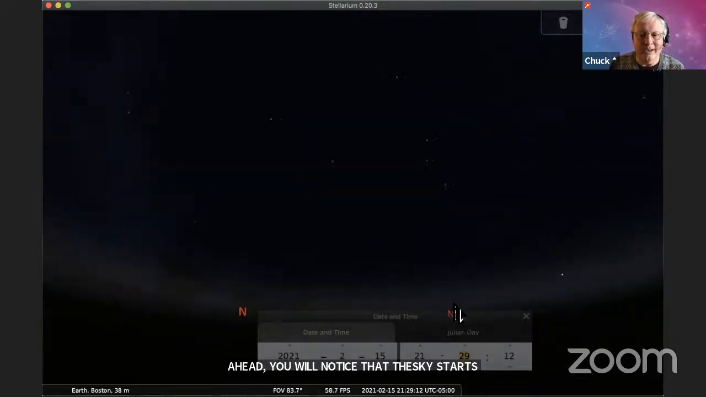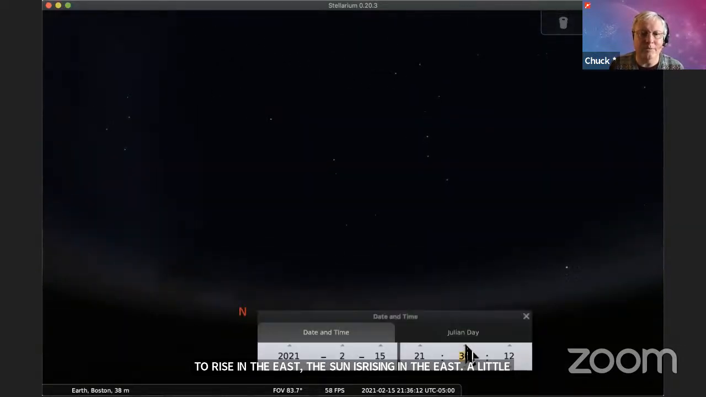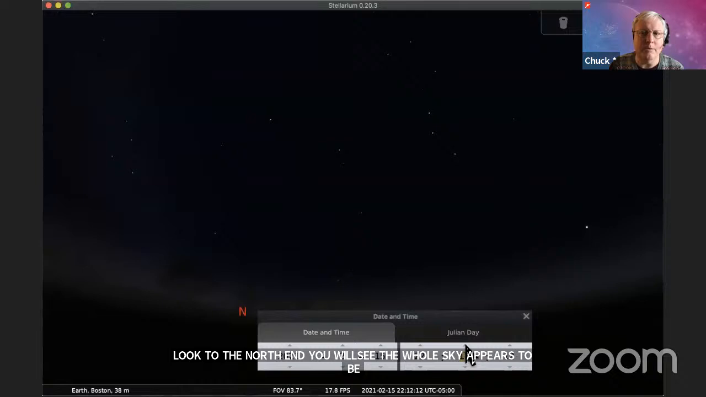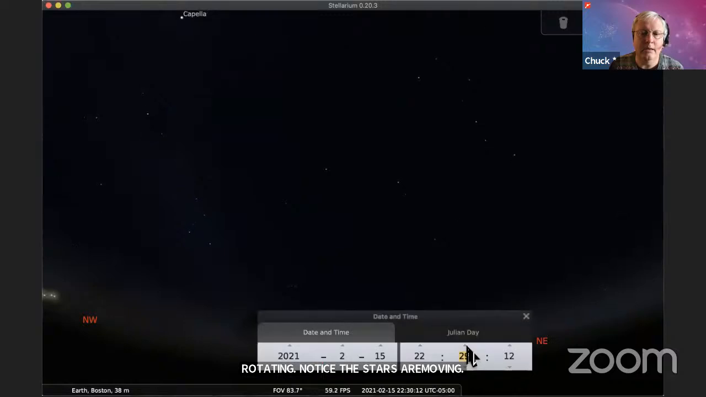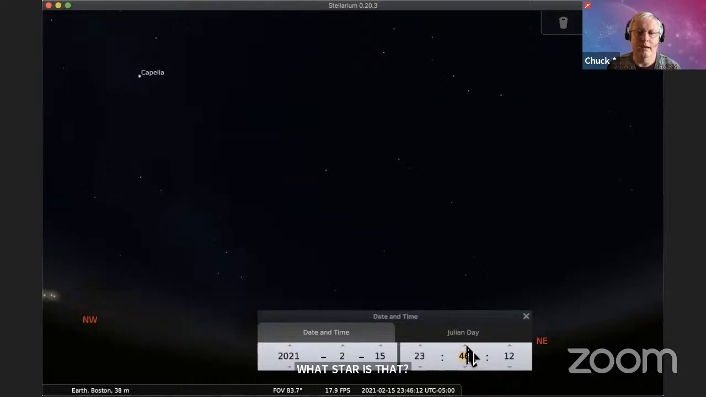But look to the north, and you see that the whole sky appears to be rotating around a star. Notice the stars are moving. Do you see the one star that does not appear to move? I'll put it right in the center. What star is that? It's right over the letter N, which gives you a clue what star that is. North Star, also known as Polaris, the star that's right over the north pole of the Earth.